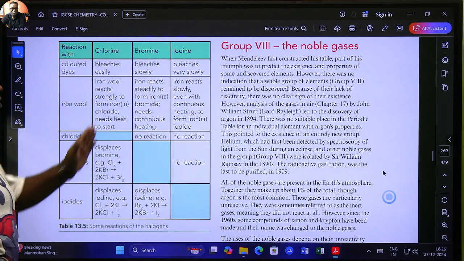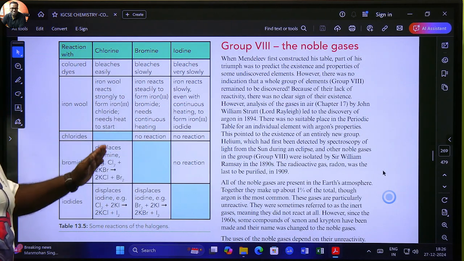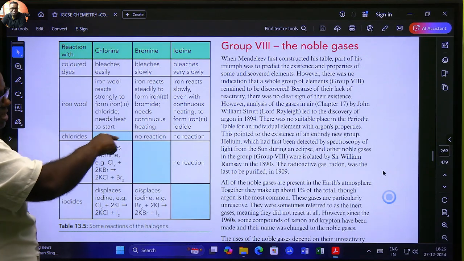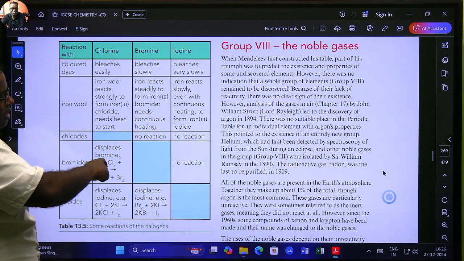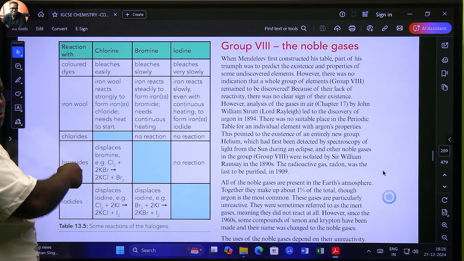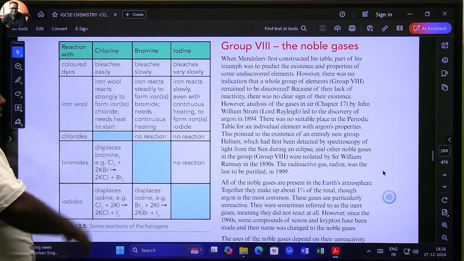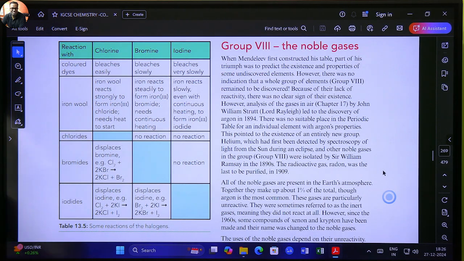Bromides and bromine, no reaction. See, this is chlorine and bromine. So if you see bromine and chlorine, now what will happen? Chlorine will displace the bromide. You are going to study this with respect to this. Have you understood? So all this we have discussed.